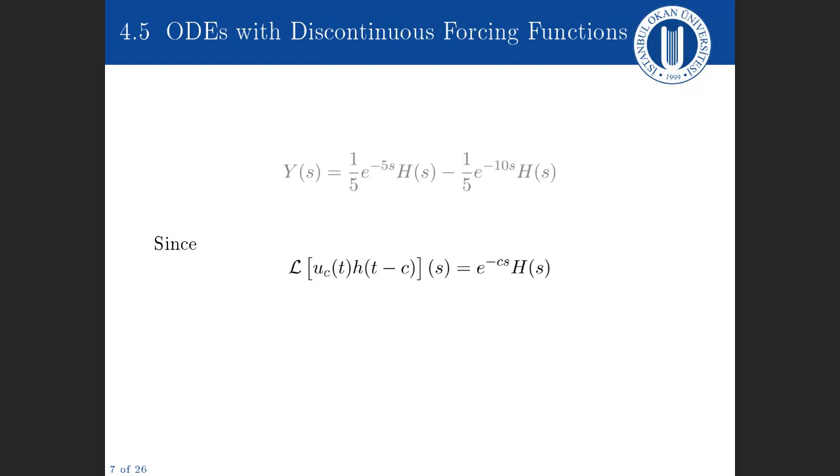But remember the shifting formula in terms of H. The shifting formula said the Laplace transform of u_c(t) h(t minus c) is e to the power minus cs times capital H. And that's sort of what we have here. We have an exponential function multiplied by capital H and another exponential function multiplied by capital H.